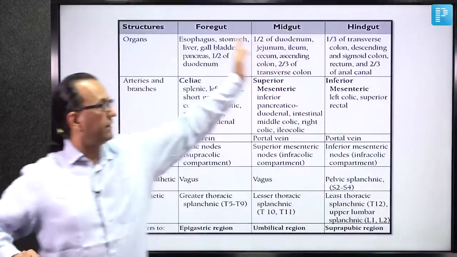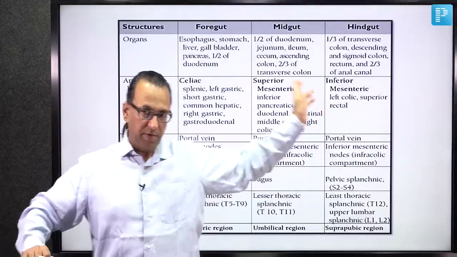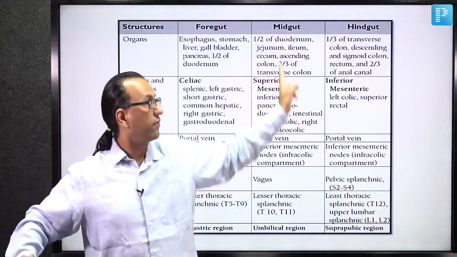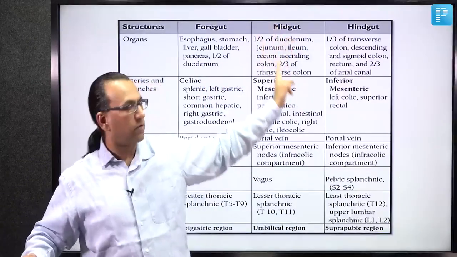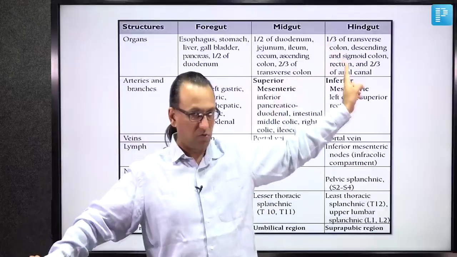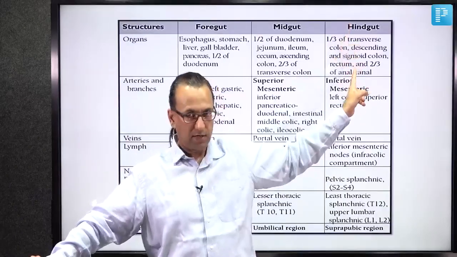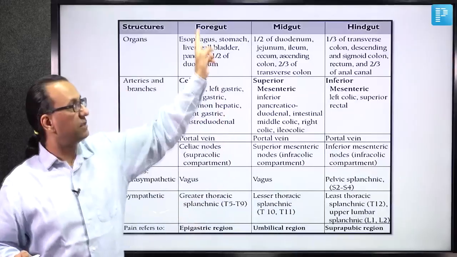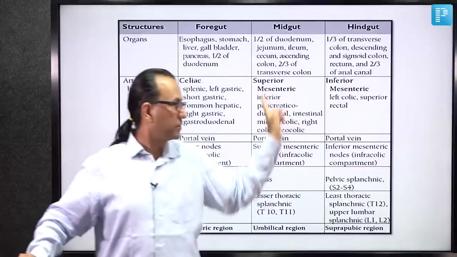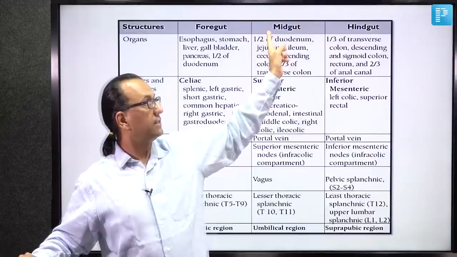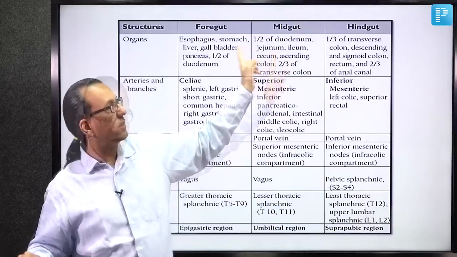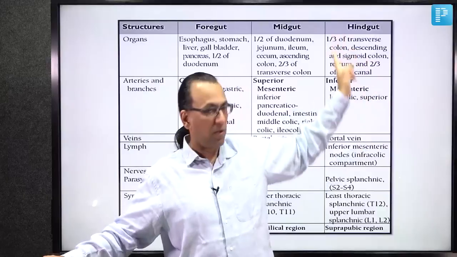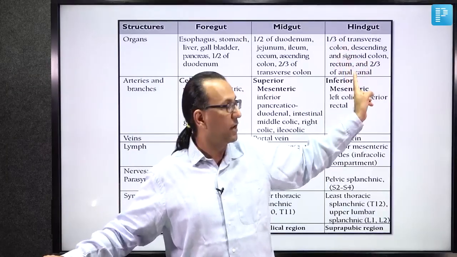Now here we are going to revise the neurovascular bundle for the abdomen region. As we said, the foregut is still the proximal half of the duodenum, whereas the distal half of the duodenum belongs to the midgut till the right 2/3 of the transverse colon, whereas the left 1/3 of the transverse colon and the rectum and anal canal belong to the hindgut. The celiac artery branches will be supplying the foregut till the proximal half of the duodenum, whereas the superior mesenteric artery branches will be supplying till the right 2/3 of the transverse colon, along with the distal half of the duodenum, whereas the inferior mesenteric artery branches will be supplying the left 1/3 of the transverse colon and the rectum and upper anal canal as well.